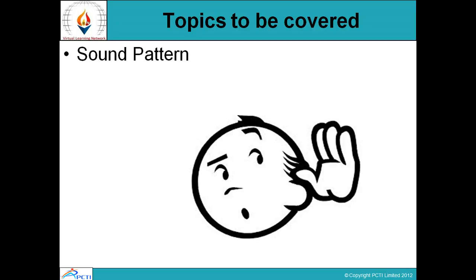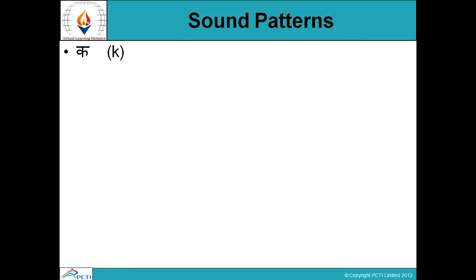We have studied vowels, that is swar, how their symbols are there in the Hindi language, and how we represent them in their patterns. Now after vowels we have consonants, that is Vyanjan. We are going to learn sounds from each of these Vyanjan, which are 33 in count.